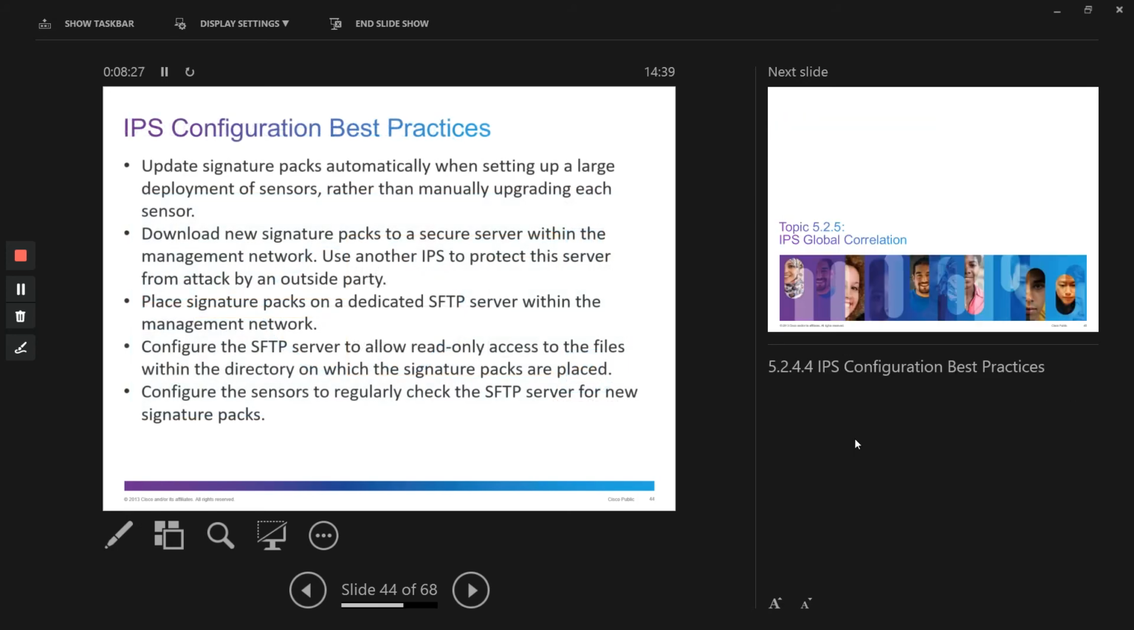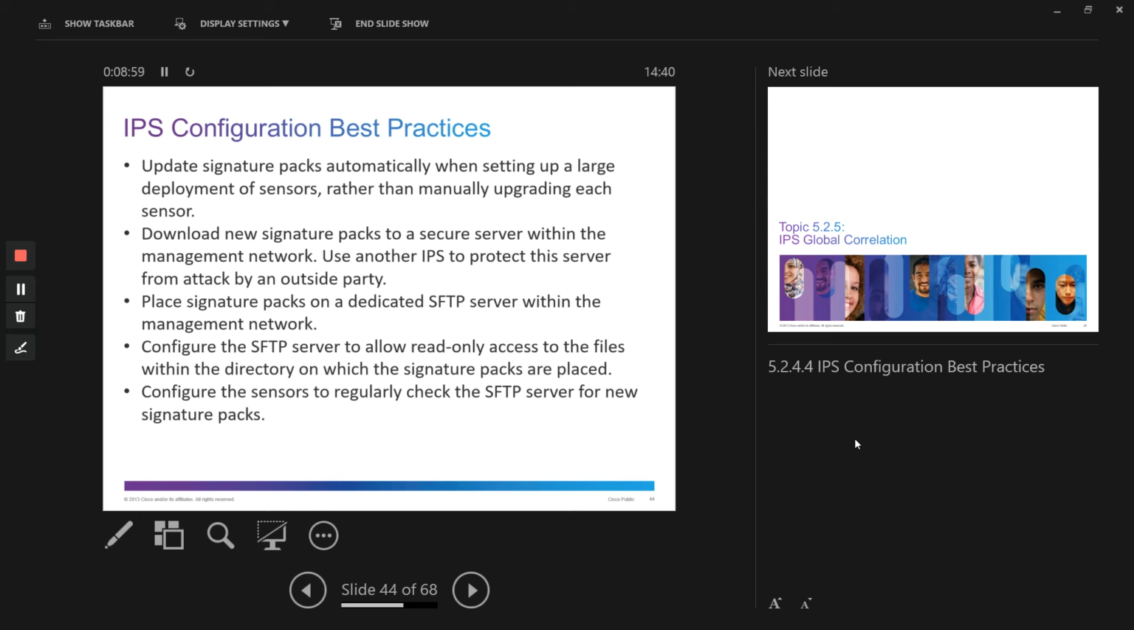Here we have some best practices of IPS configuration. The first one is to update the signature pack automatically when setting up a large deployment of sensors, rather than manually upgrading each sensor. Obviously, it makes sense because it's very time consuming, and you also do not want any loopholes, because if there is a delay in updating, during that delay somebody can attack your network. So it's always good to automatically update these sensors.